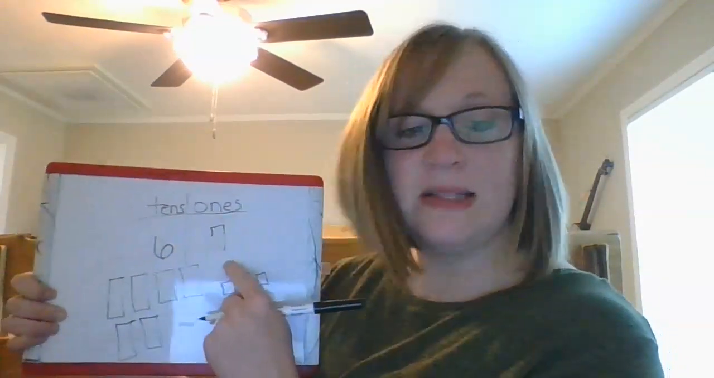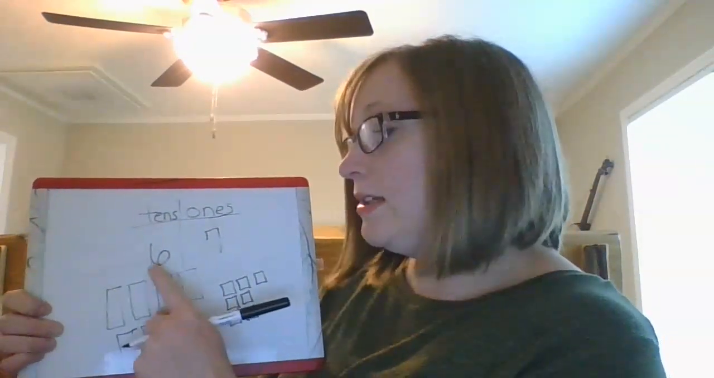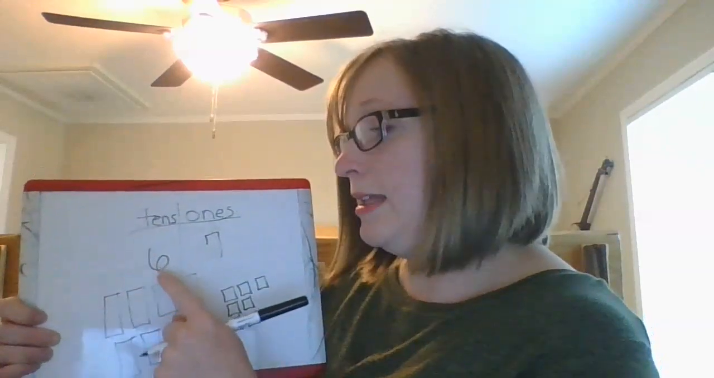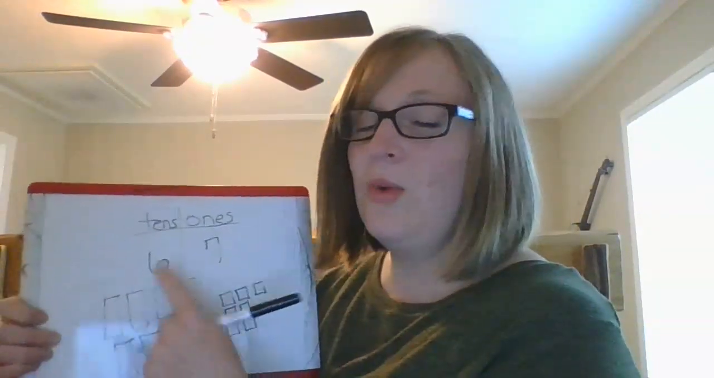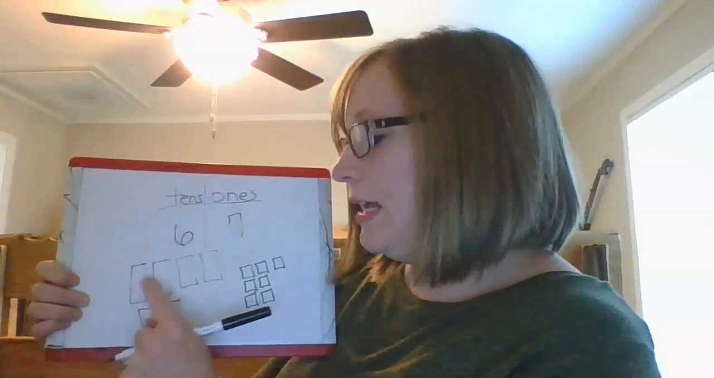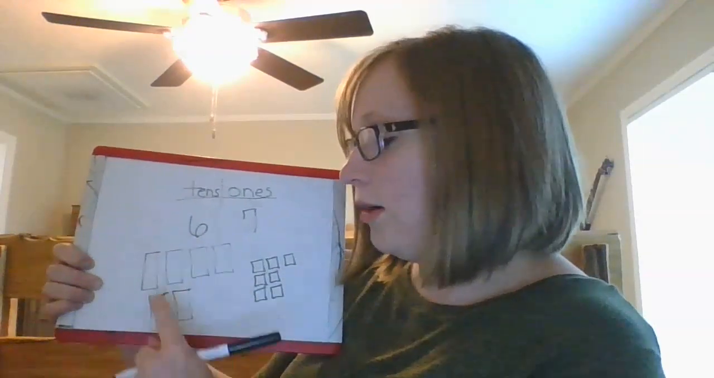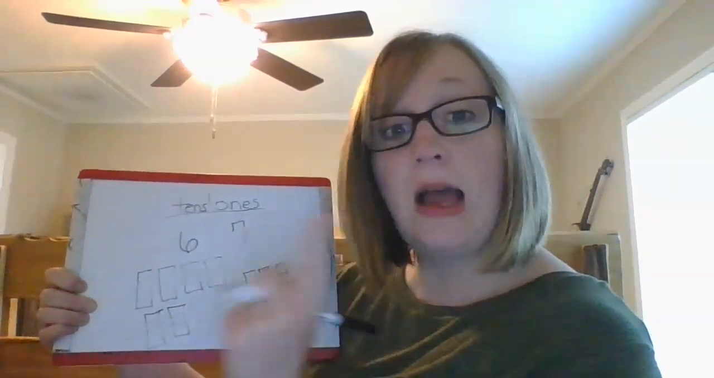Now I'm going to write my expanded form. I'm going to write it kind of small right here so we have room. We're going to start with the digit that's in the tens place. So the digit in the tens place is a 6. So what is the value of that digit? We're going to count by tens. Count with me. 10, 20, 30, 40, 50, 60. I'm going to write that down.